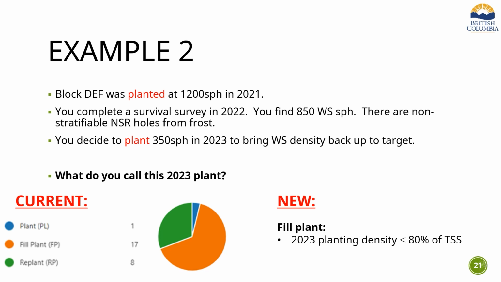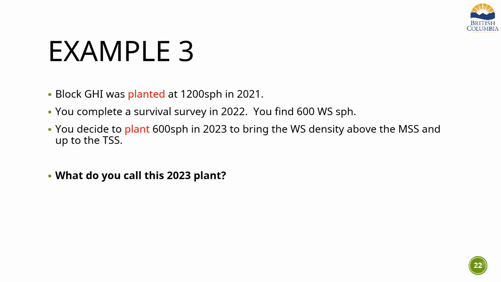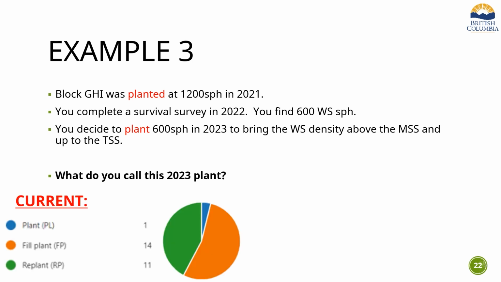Okay, example 3. Here we have a block that came back NSR during the 2022 survival survey. To make it pass again, the forester prescribes 600 stems per hectare for a 2023 plant. When we asked licensees what they call this plant, we got almost an even split between fill plant and replant. This example really demonstrates why standardized definitions are so important. So going forward, we will be calling this a fill plant, like the last example. Its NSR status does not matter. All that matters is that the planting density will be below 80% of the target stocking standard.